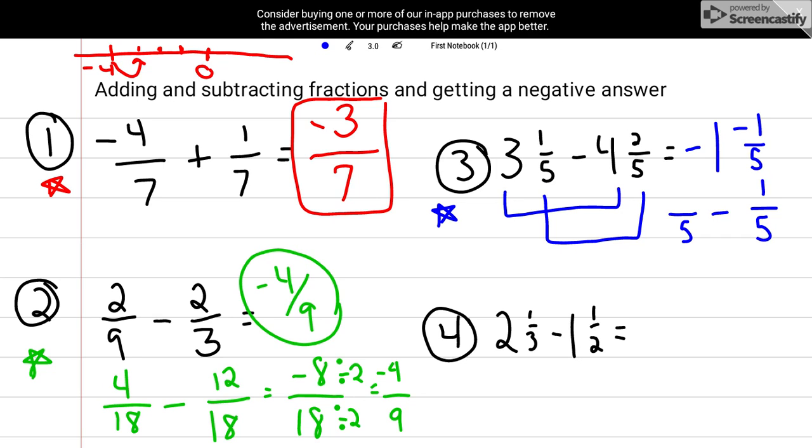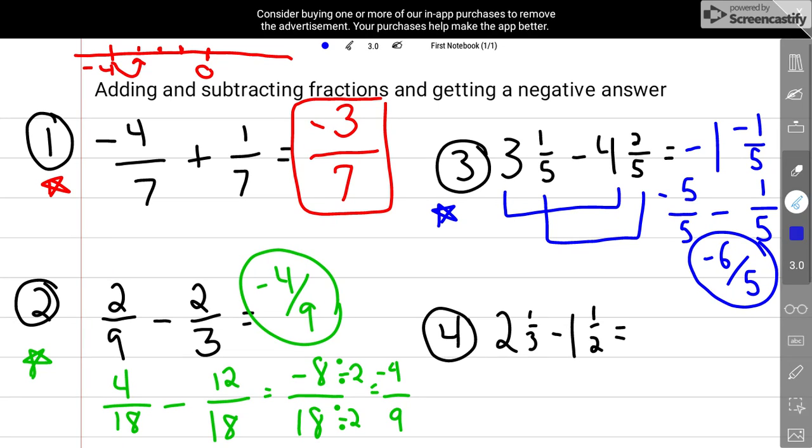I can leave the first fraction the way it is. So now I need to make -1 a fraction, which is going to be -5 over 5. So now I need to do -5 minus 1, and that's going to give me -6. So my final answer for this problem is -6 over 5.